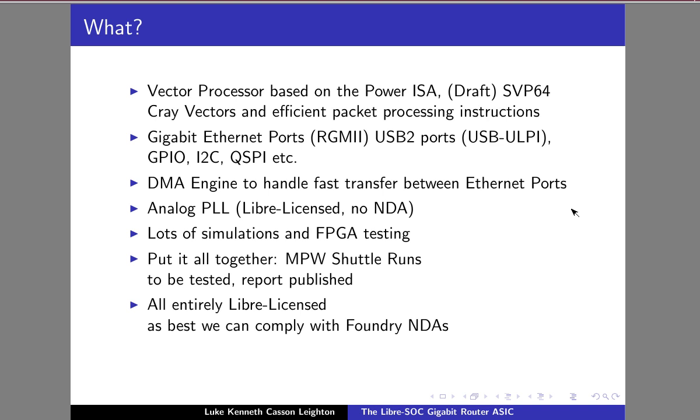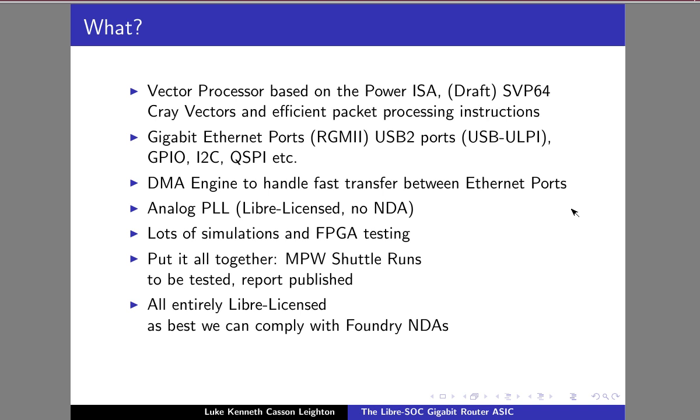So there will be 5 gigabit Ethernet ports, which is standard for routers. There will be 2 USB ports. Now these will be digital using USB ULPI, an ultra low pin count digital interface. There will be standard GPIO, I2C, quad SPI, etc., that you'd normally expect on any ASIC to be able to boot it up and handle its own firmware.